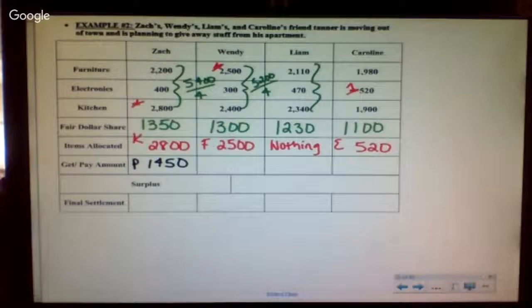Again, if it comes out to be negative, you have to pay the difference. If it comes out to be positive, you get the difference. So is Wendy going to pay or get? Pay. How much? 1,200. What about Liam? He's going to get all of his money in cash because he got nothing in items. What about Caroline? Is she going to get or pay? Get. How much is she getting? 580.